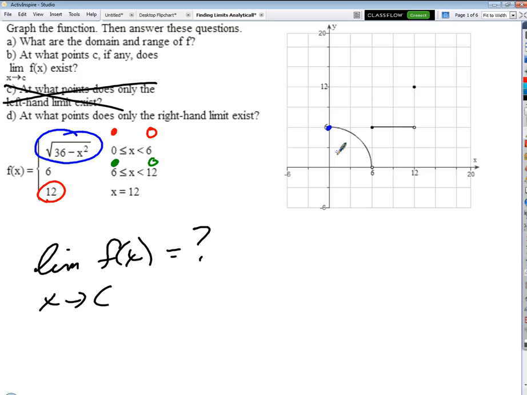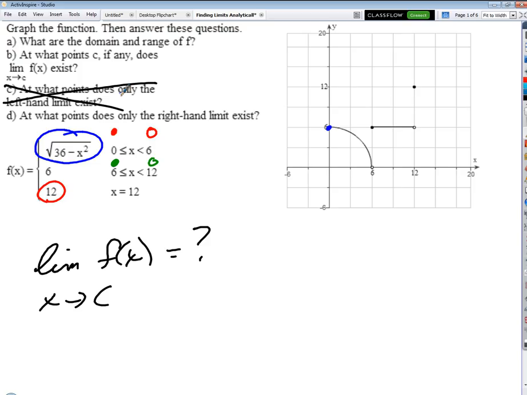The limit has to be the place where ants walking from either direction would agree on where they're going to step. What's the problem with that statement here? There's no other direction. We can't apply that definition because the ant has nowhere to stand to the left of that point. So technically, the limit does not exist at that endpoint because you can't approach it from both directions.